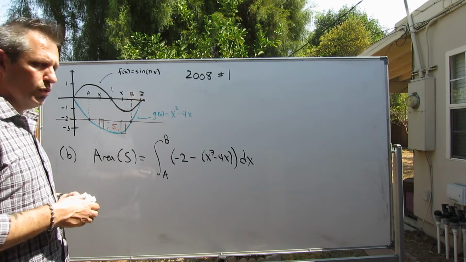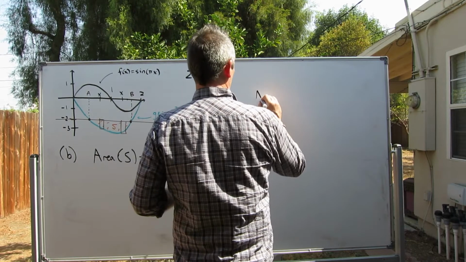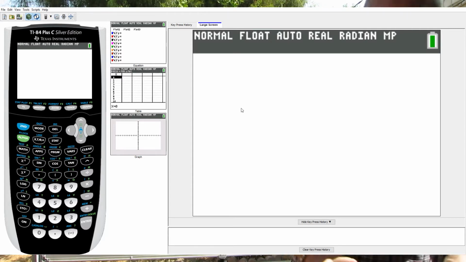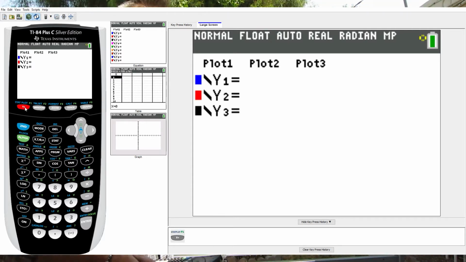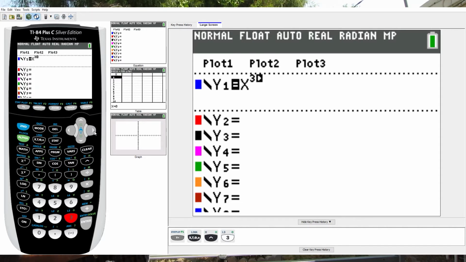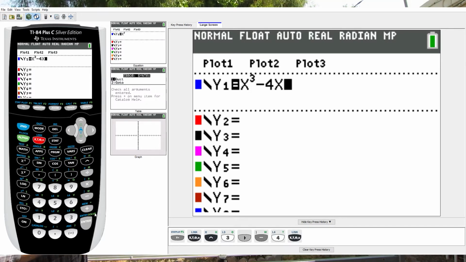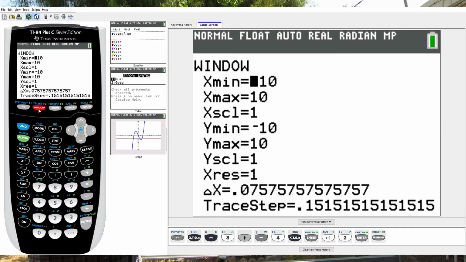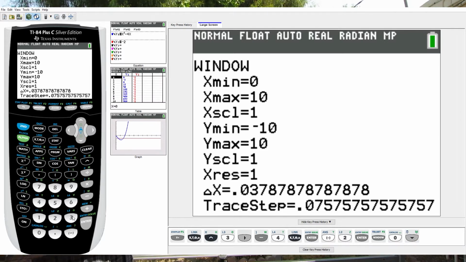Now, in order to do that, I'm going to have to do a couple of things. I'm going to have to figure out what a and b are, and I'm going to do that in my calculator. And I'm also going to end up computing the integral. I'm going to show you, hopefully with the calculator, some of the things that I would do. So to find a and b, I think the easiest way is to put the functions I'm interested in into the calculator, into y equals. In y1, I'm going to put x cubed minus 4x. In the other function, I'm going to put -2.